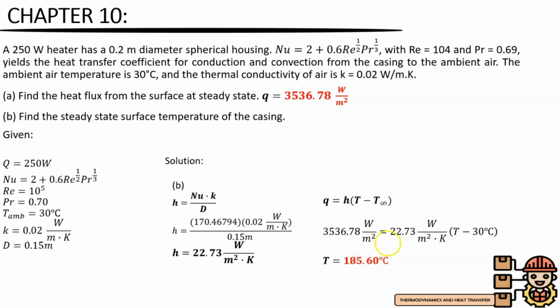So now, the value for our heat flux from the surface at steady state is equal to 3,536.78 watts per square meter, and the value for our temperature is equal to 185.60 degrees Celsius. So that's it. Here is the answer for this problem.